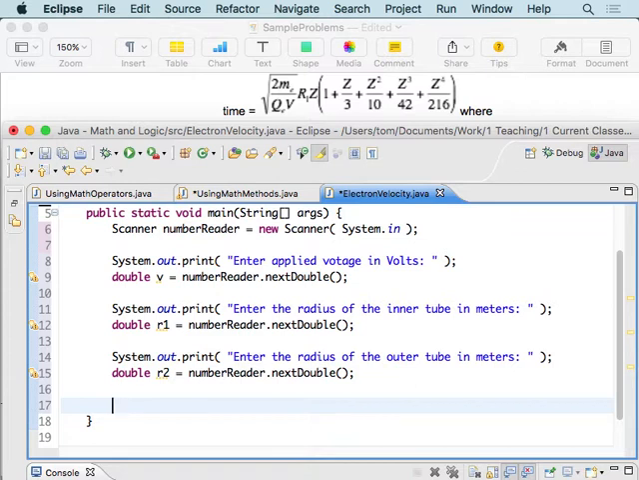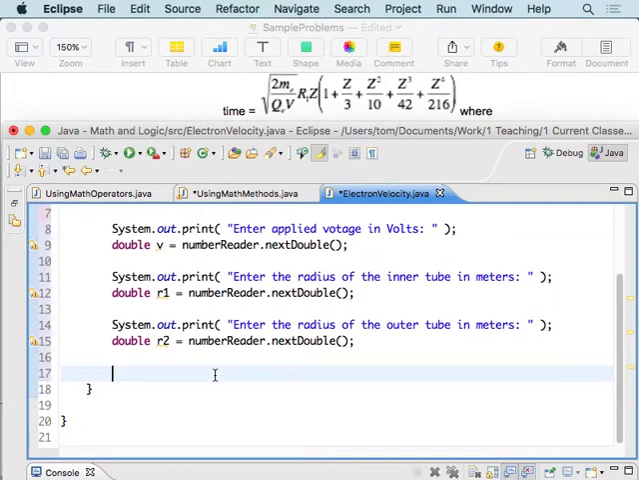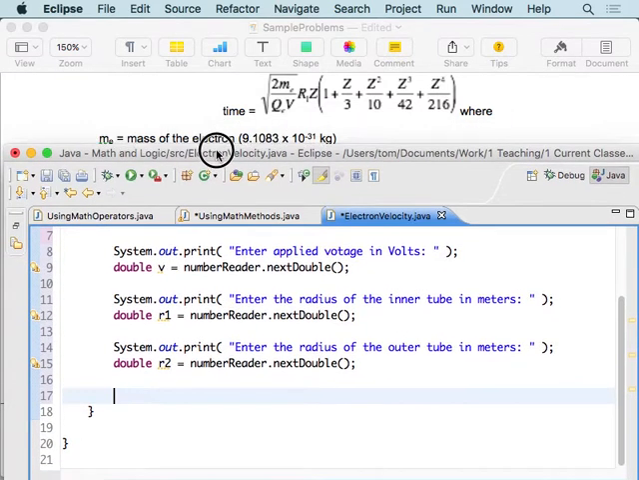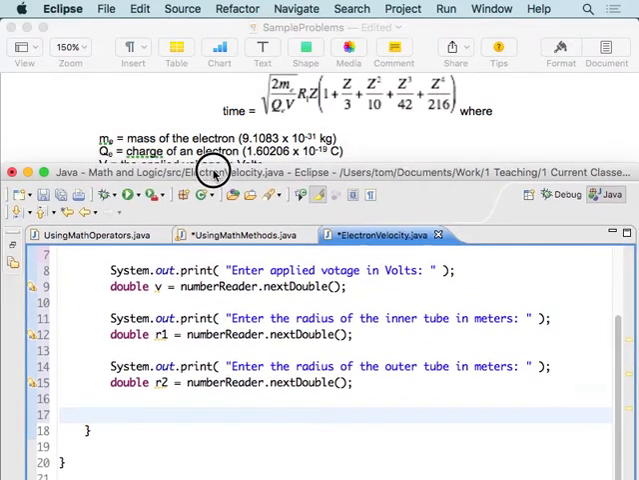So you want to be pretty good at copying and pasting because it just makes your life go a lot easier here.